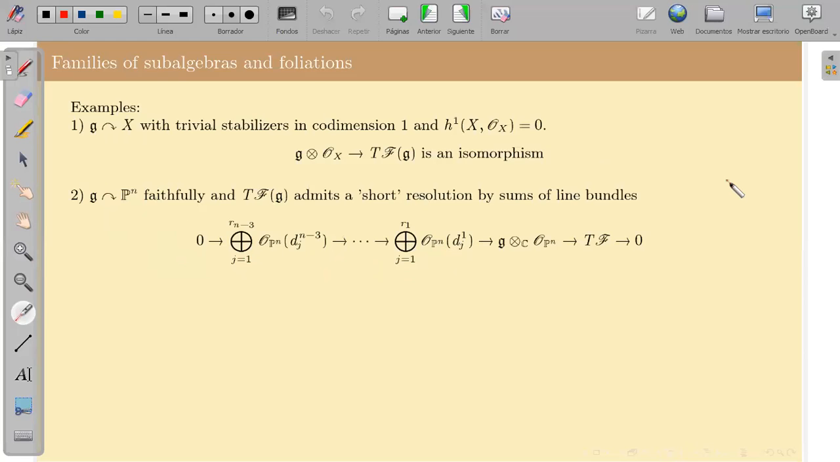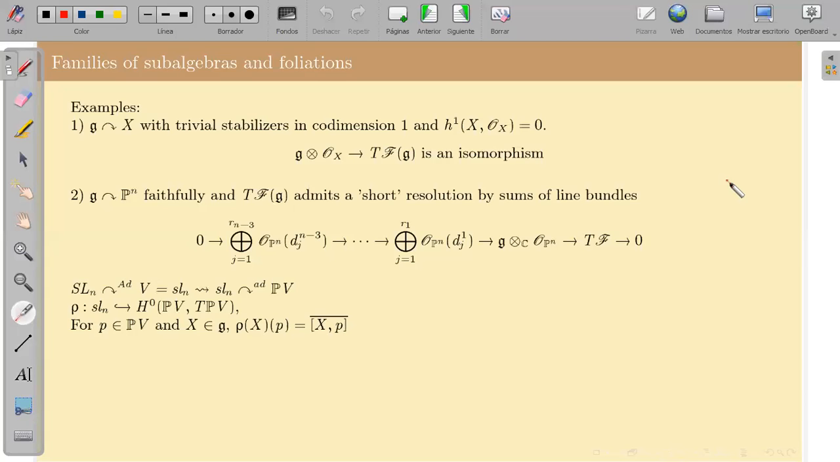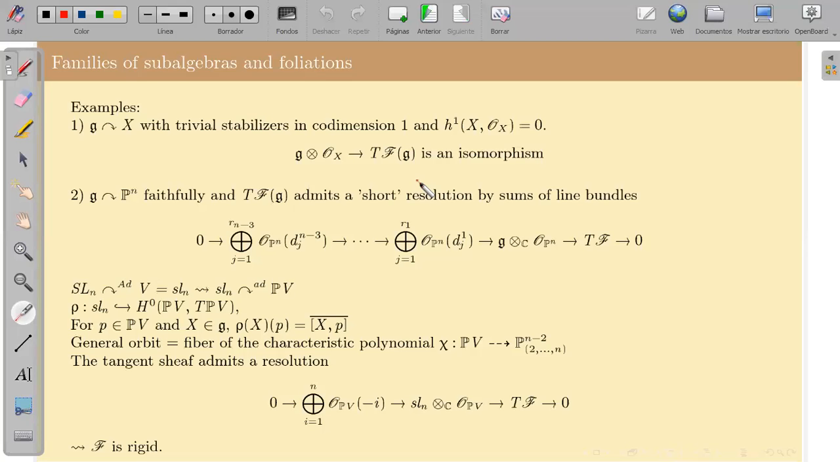And an example would be the adjoint representation of the special linear group. And so this representation, there's a definition, and the deeps correspond, as we said, to the orbits of maximal dimension. The general orbit actually corresponds to the fiber of the characteristic polynomial. And this morphism right here admits a resolution like this, a one-step resolution. So this is a rigid involutive distribution.